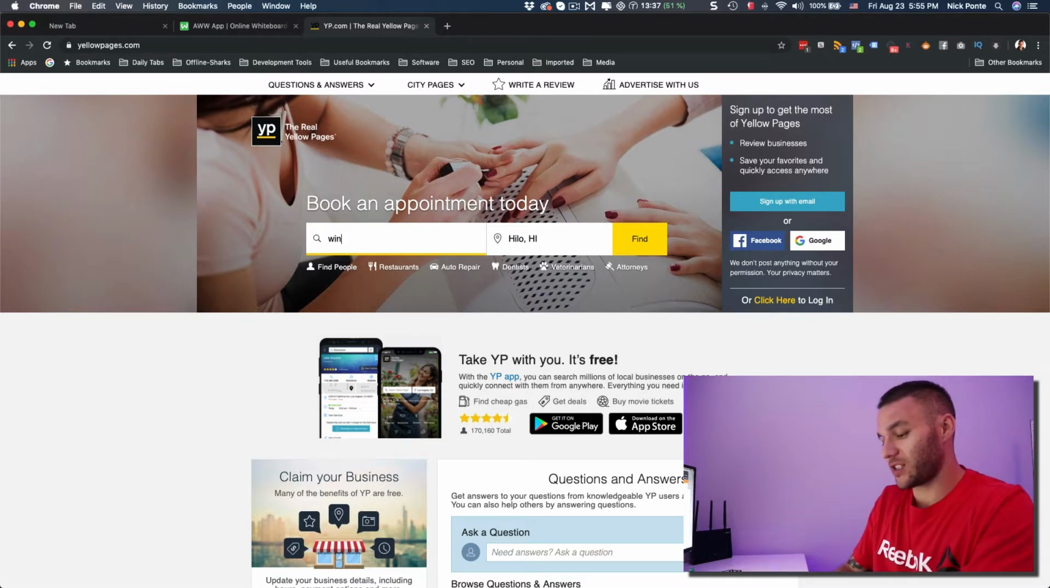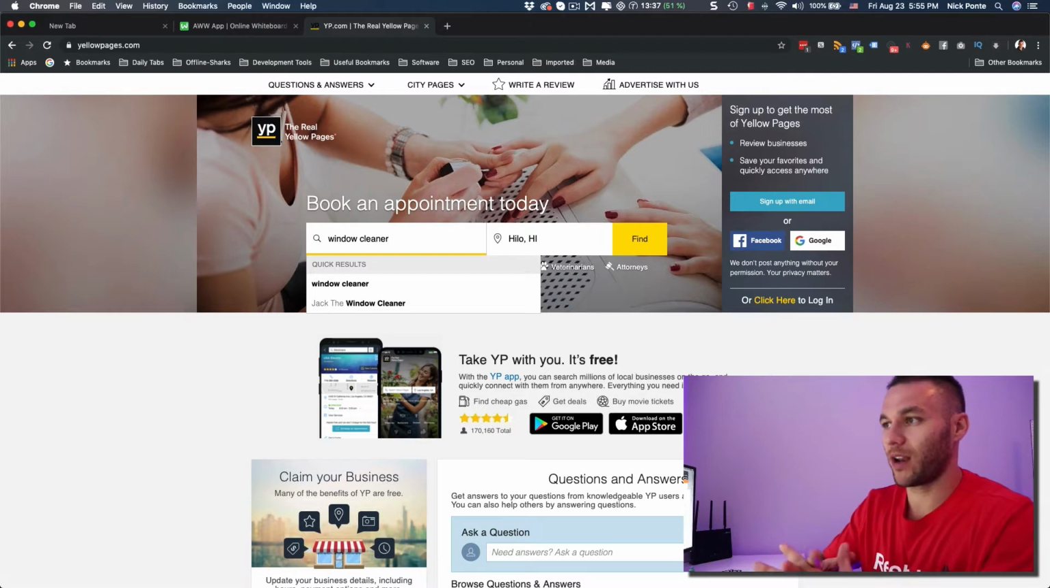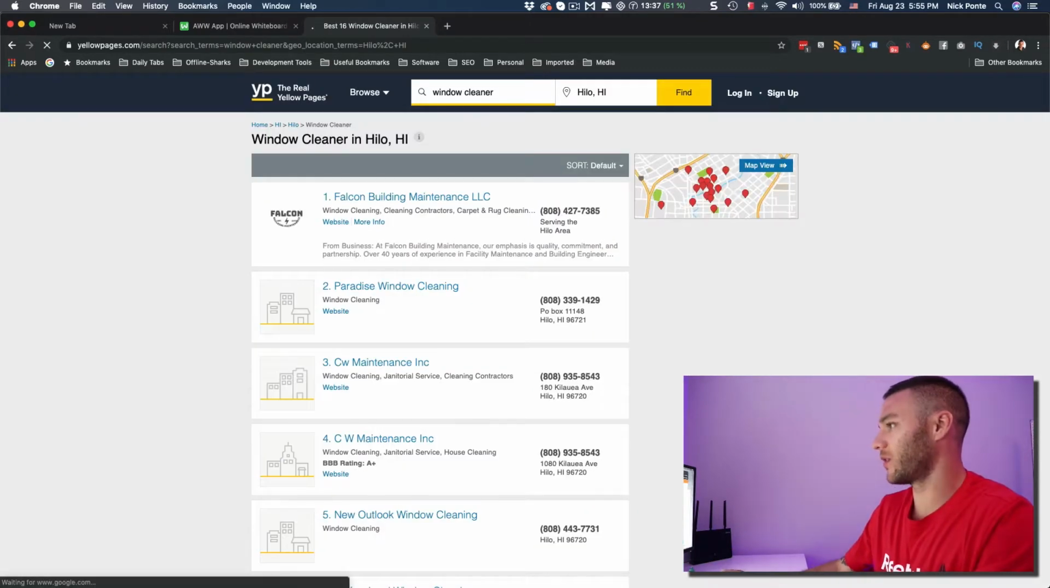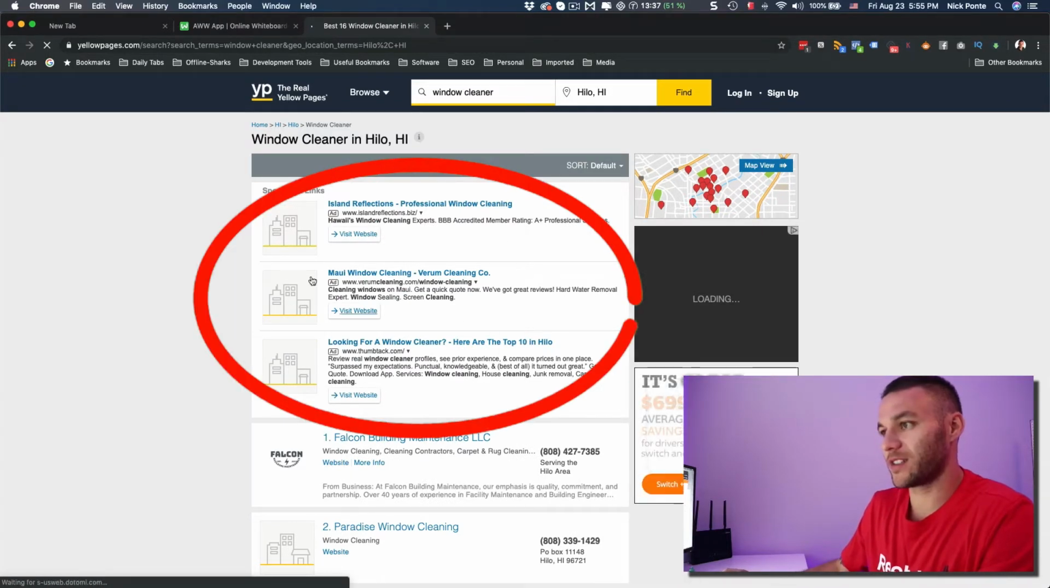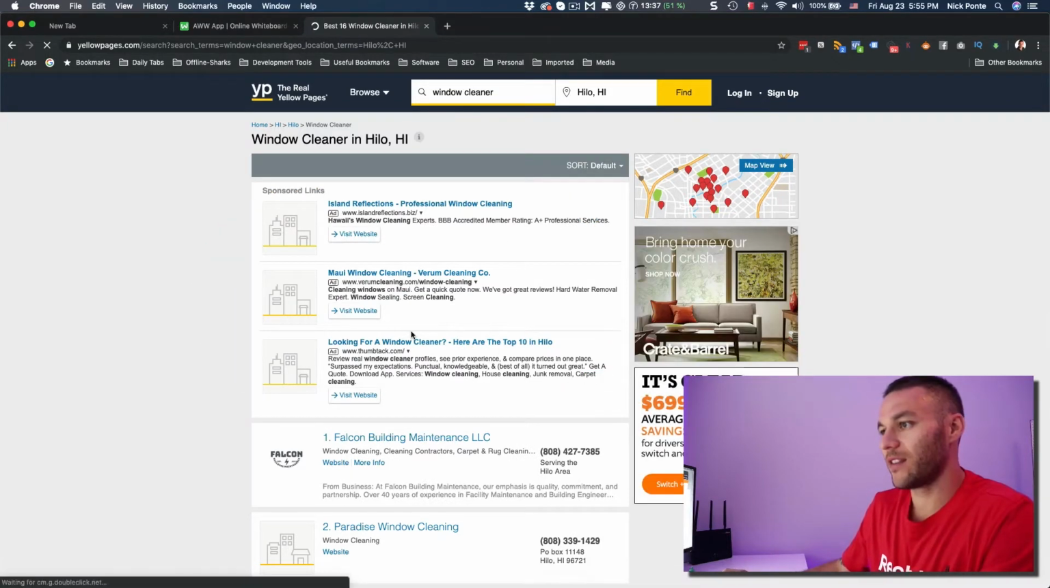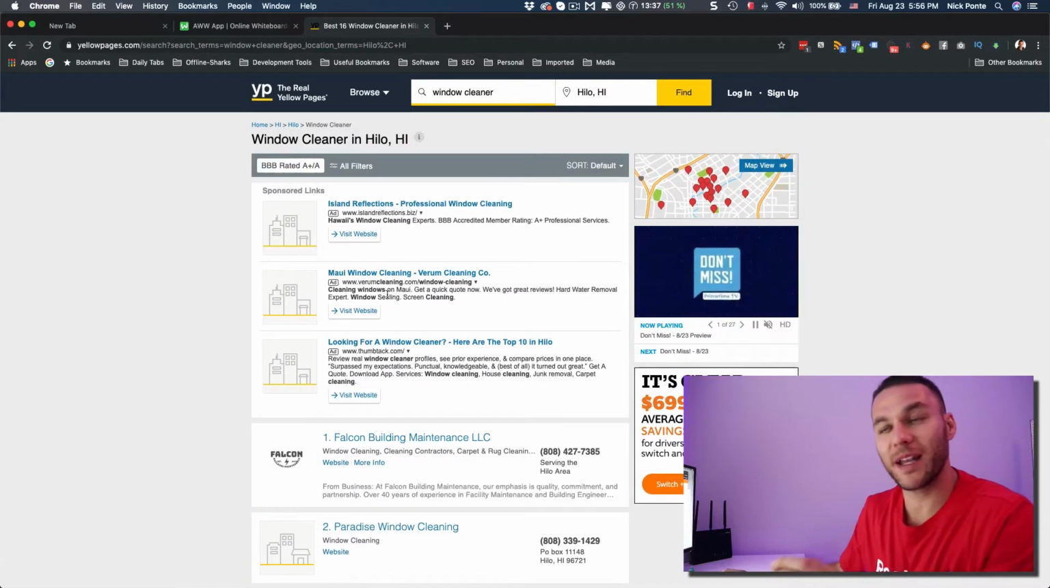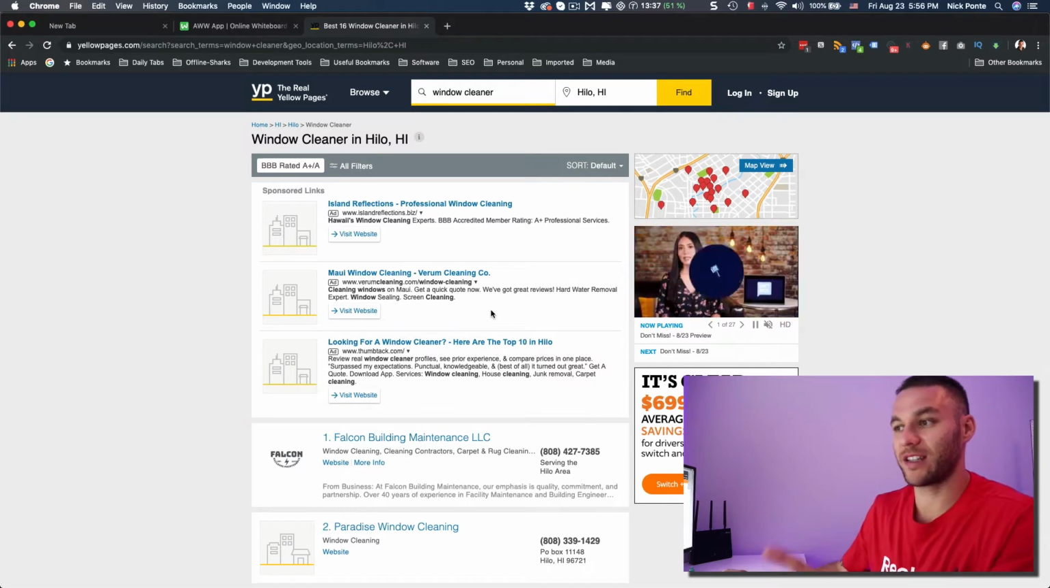So let's just type in, I'm picking this at random, right? I want to find window cleaners in my area that maybe I could help with their services. So right at the top, you have these businesses that it says ad, right? These are people that are already advertising. These people are spending money to show their ads here on Yellow Pages.